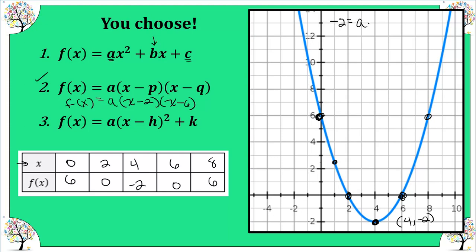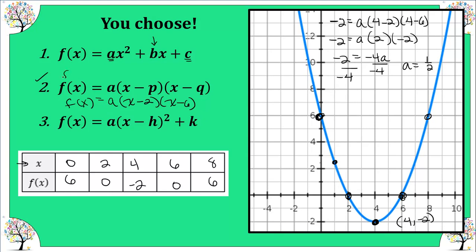We don't know the A value. The X value is 4. 4 minus 2 times 4 minus 6. So we have negative 2 equals negative 4A. And now let's solve for A. So our A value is positive 1/2.